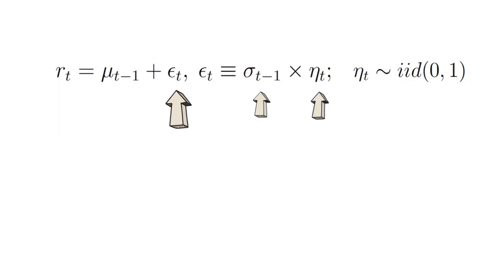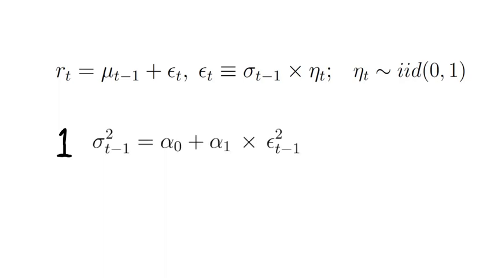So let's turn to point number 1. An Arch1 model assumes the following parameterization for the conditional variance of prediction errors, where in the unconstrained form, the parameters alpha 0 and alpha 1 have to fulfill the restrictions that alpha 0 is positive and alpha 1 is 0 or positive.